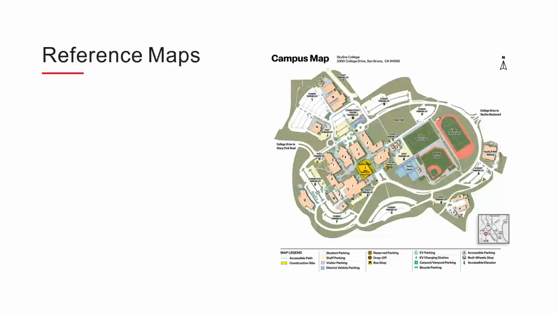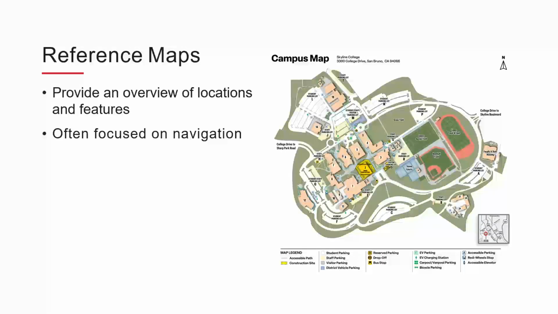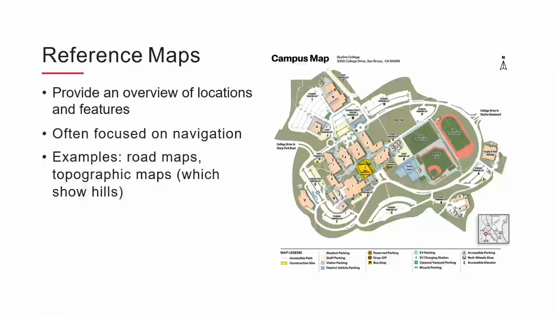This map from the Skyline College website is one example of a reference map. These maps provide an overview of locations and features, and they're often focused on navigation, so getting around. Some other examples include road maps and topographic maps, which show hills and mountains.